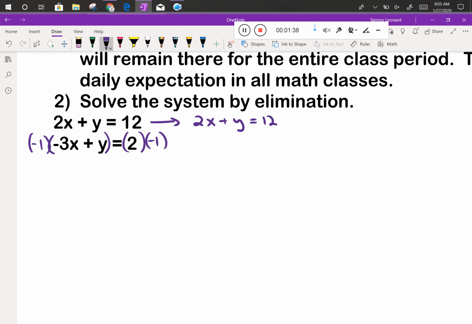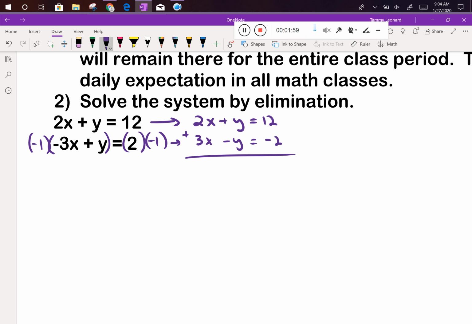I want them to stack up nicely, so I just rewrote it. Didn't change anything. But the bottom one, all the signs are going to change. So -1 times -3x will be a +3x. Negative times y will be a -y. So see, I've got that opposite match on the y's now. And 2 times -1 is -2.